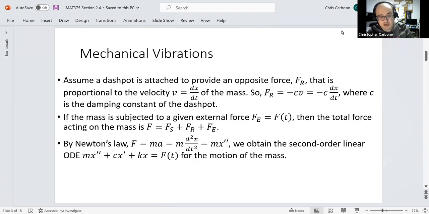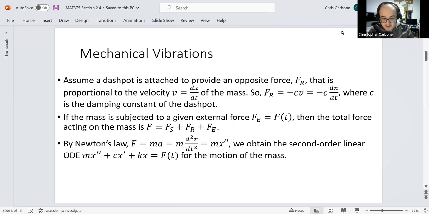So assuming the dashpot is attached, so that was that C figure in the last slide in that bottom right picture, is attached to provide an opposite force, F sub R, that is proportional to the velocity, which is V, which is the first derivative of our position function x with respect to t of the mass. So F sub R is negative C times V, which is negative C times the first derivative of x with respect to t, where C is that damping constant of the dashpot.